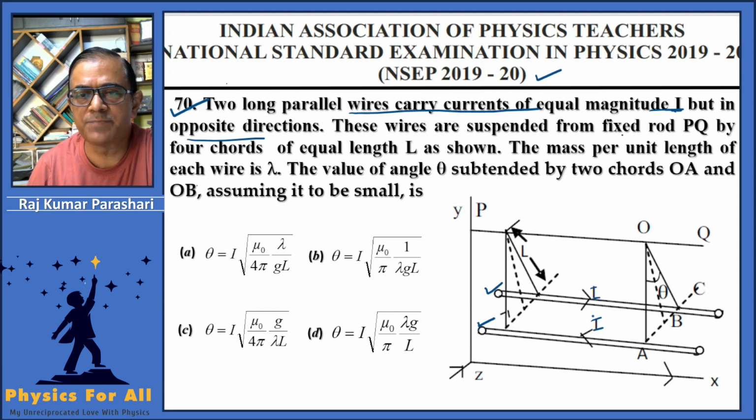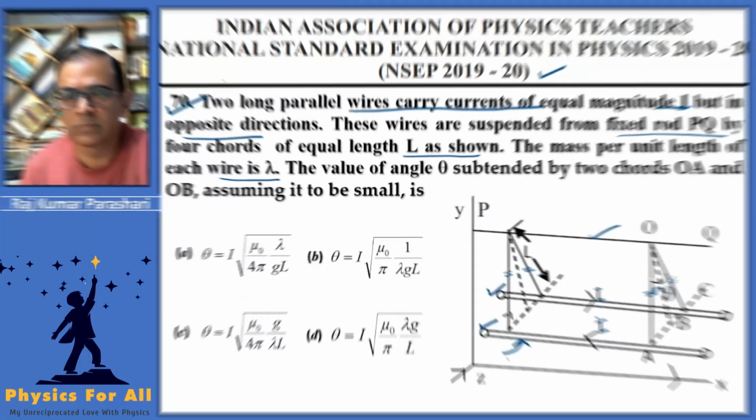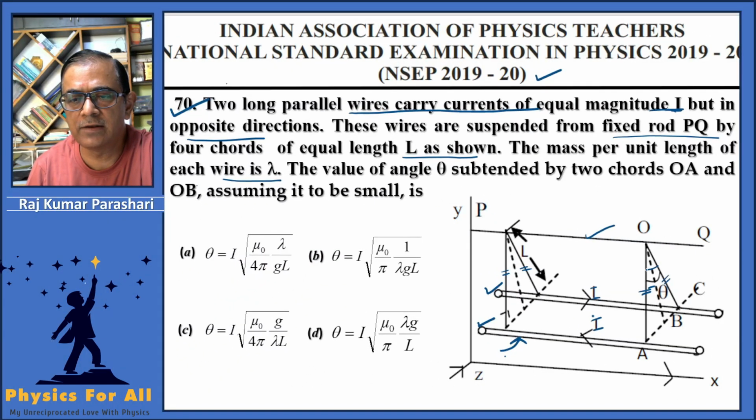These wires are suspended from a fixed rod PQ. So here is a fixed rod PQ, which is used to suspend these two wires with the help of four strings: 1, 2, 3, and 4. And the length of each string is equal to L, as you can see in the diagram. The mass per unit length of each wire is lambda. And we are supposed to find the angle between the length OA and OB. Let's try to attempt this problem.